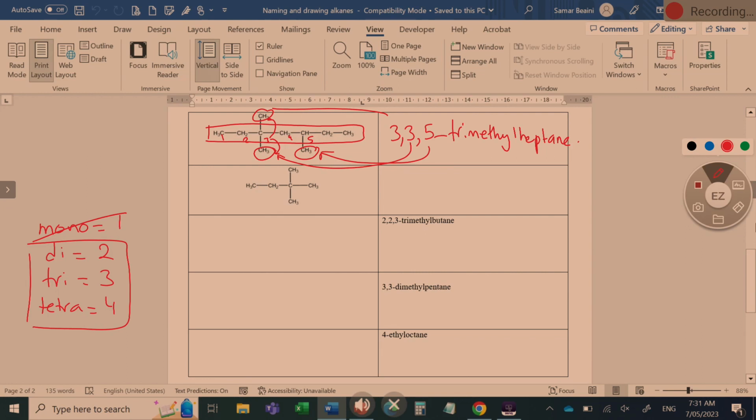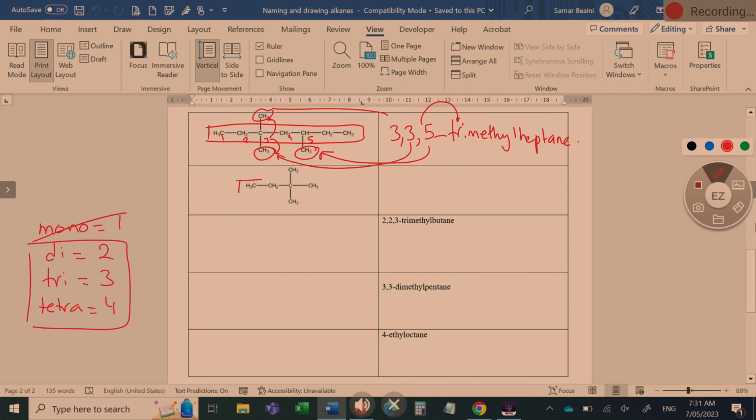Okay? So how many numbers do I see? 1, 2, 3. This has to be the same as the prefix there. Okay, so that prefix is telling me that there's 3 methyls at these 3 locations. Does that make sense? Let's try this one. Who wants to have a go? What do I do first?